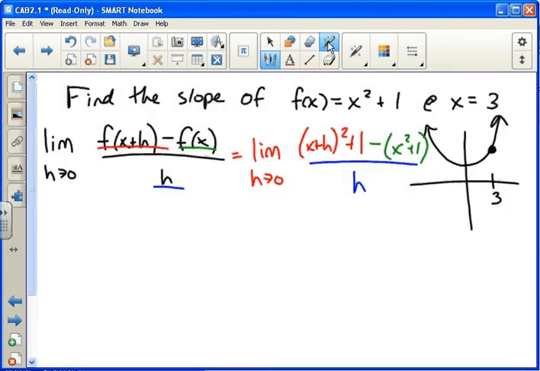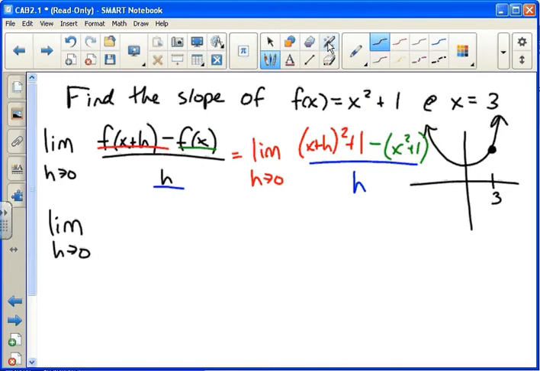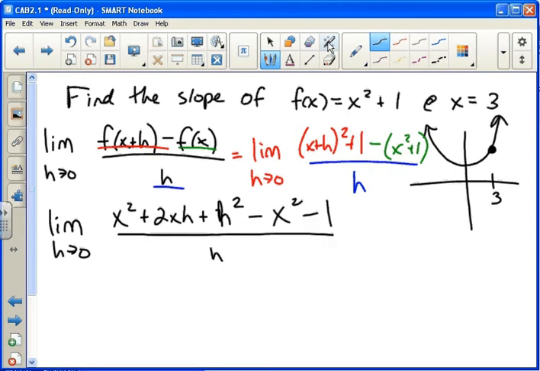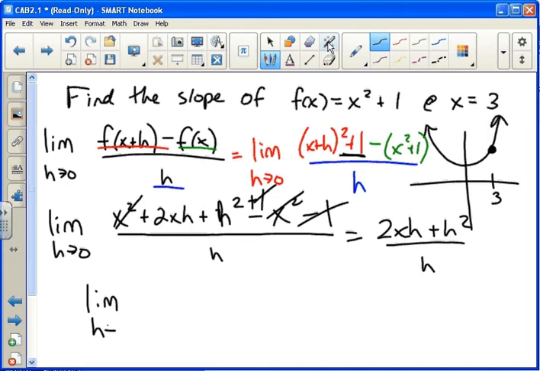You have to FOIL x plus h squared. You get x squared plus 2xh plus h squared minus x squared minus 1 all over h. So then the x squareds cancel. Oh, I forgot the plus 1 after the h squared. Sorry about that. Just forgot that plus 1, so I rewrote it there. Plus 1 minus 1 goes away. So I have 2xh plus h squared over h. And I can factor out an h, basically using dividing out, or factoring out. And the h's cancel, and I'm left with 2x plus h.